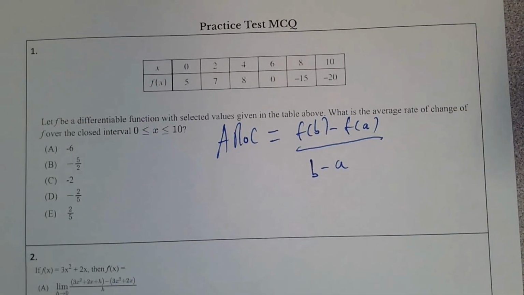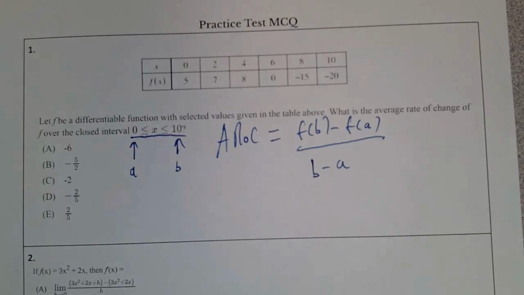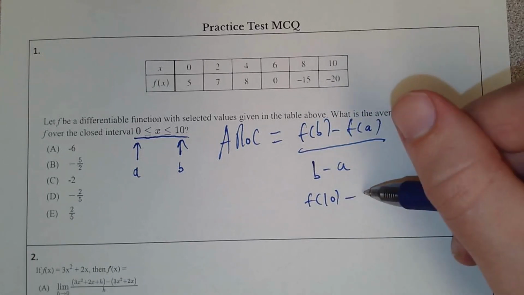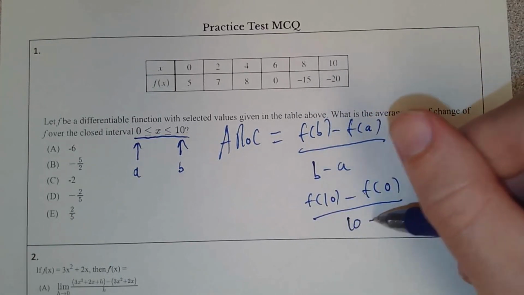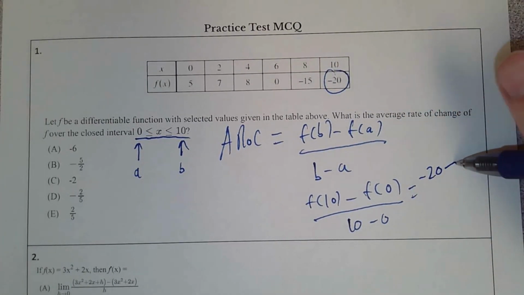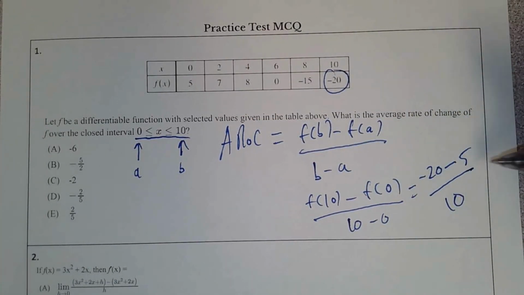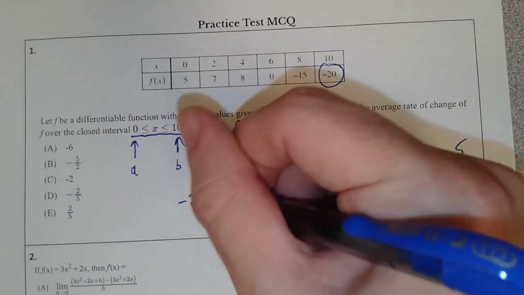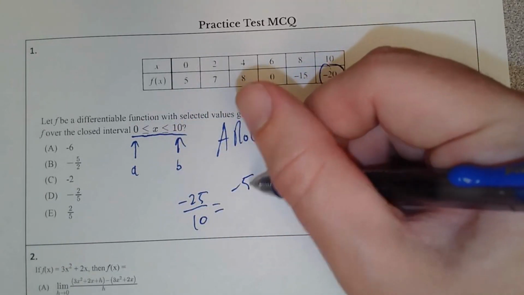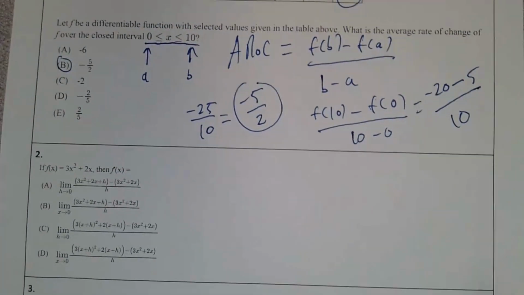You should know this. So from 0 to 10, 10 is your b, 0 is your a. So the average rate of change is f of 10 minus f of 0 over 10 minus 0. Okay, so what's f of 10? f of 10 is right here, negative 20. So it's negative 20 minus f of 0, which is 5, over 10. Negative 20 minus 5 is negative 25 over 10, which is the same as, dividing top and bottom by 5, negative 5 over 2, which is b. So number one should be b.